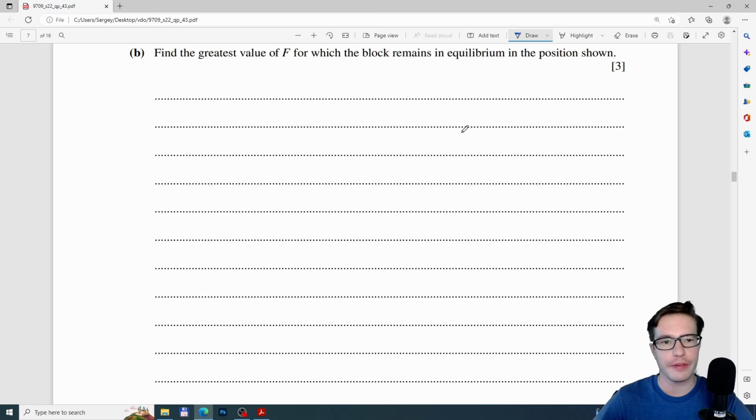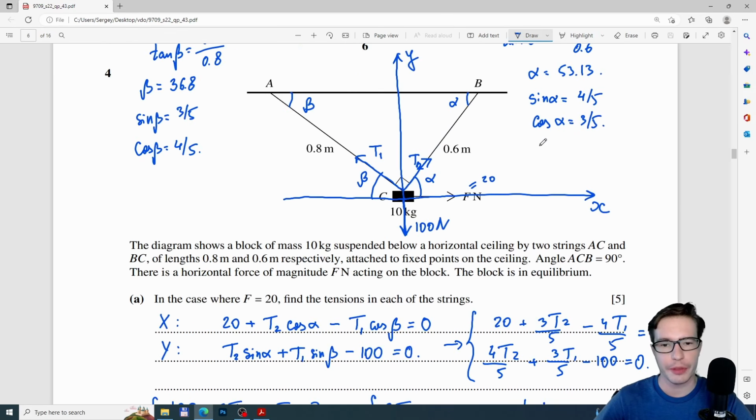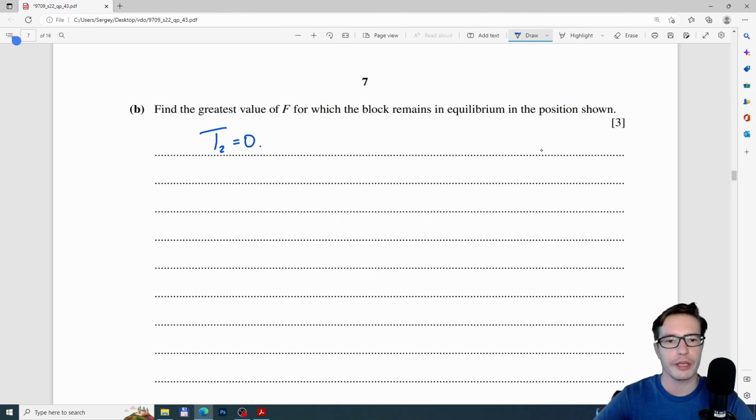Okay, question B. We have to find the greatest value of F for which the block remains in equilibrium. Now let's have a look at the picture. The force F is acting to the right, and if the block is just about to move, it's going to go in this kind of direction. So basically it will move a little bit upwards. And at the point when the block is just about to move up, this string will become loose. So that means T2 will be equal to 0. And now we can rewrite our equations knowing that T2 equals 0.